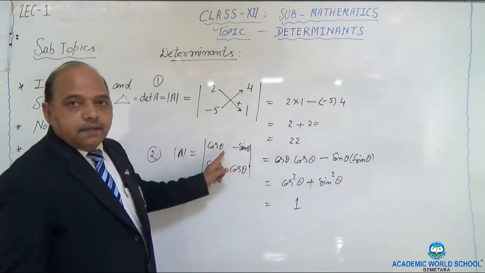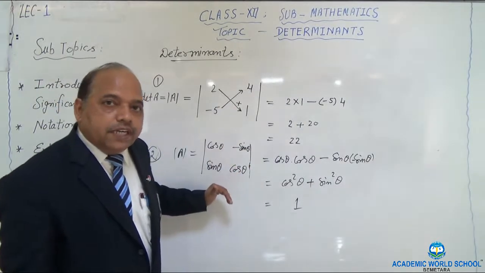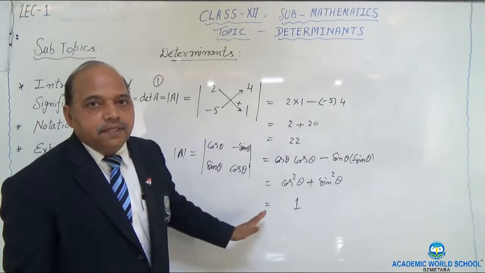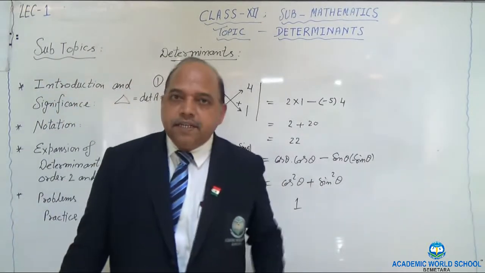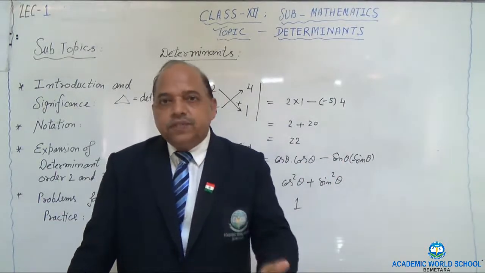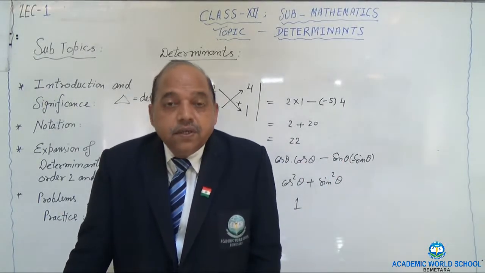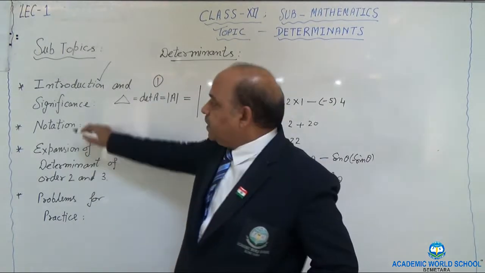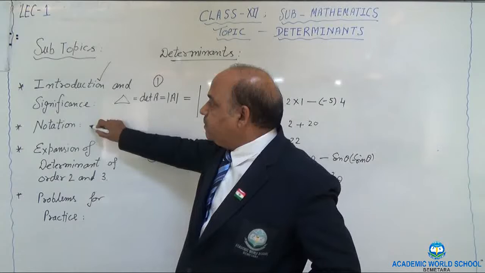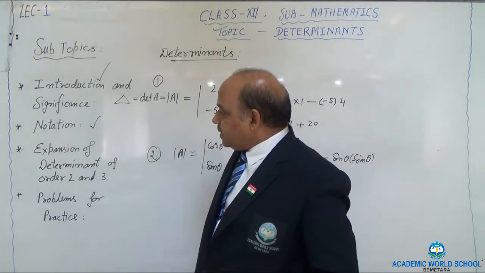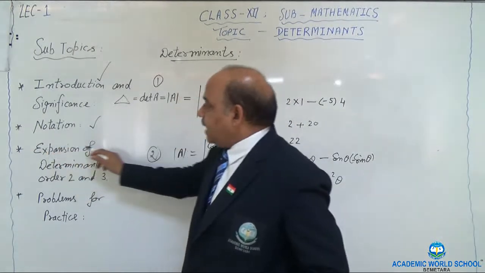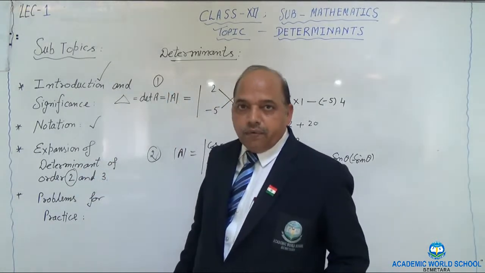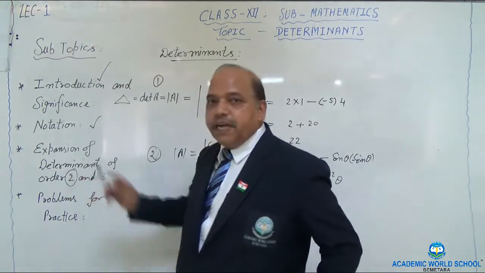So in this, when you are given a 2 by 2 determinant, how to expand and how to get the value, I hope you have done this. In your assignment, similar questions are given. You need to simply find out the values of these. So we have discussed till now the notation and significance. Now we have done the expansion of a determinant of order 2, and some problems based upon that.